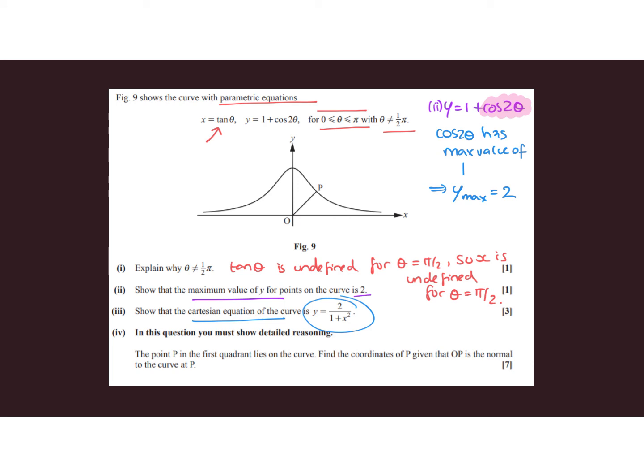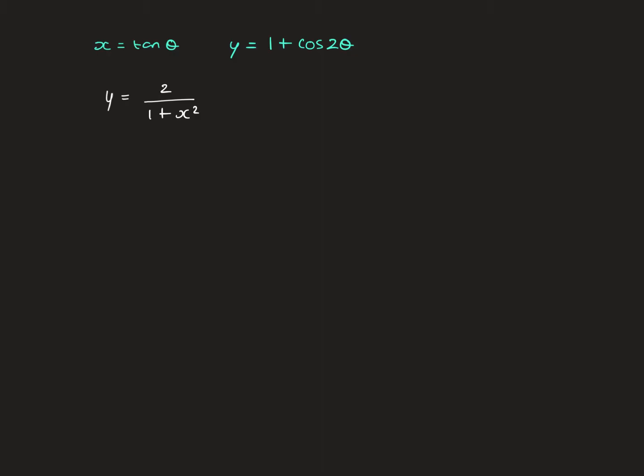Now we could aim to eliminate theta between these equations and show that we get the Cartesian result given there. Or, because it just says show that this is the Cartesian equation of the curve, we could substitute in the x values and show that we end up with the y value as appropriate. So what I'm going to do is substitute x into this Cartesian equation in terms of theta. So instead of x squared, I've got tan squared theta, and I'm going to aim to simplify it and show that I end up with this result over here, the y result.